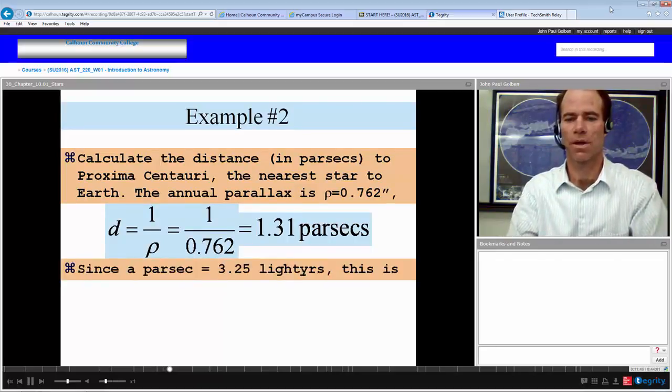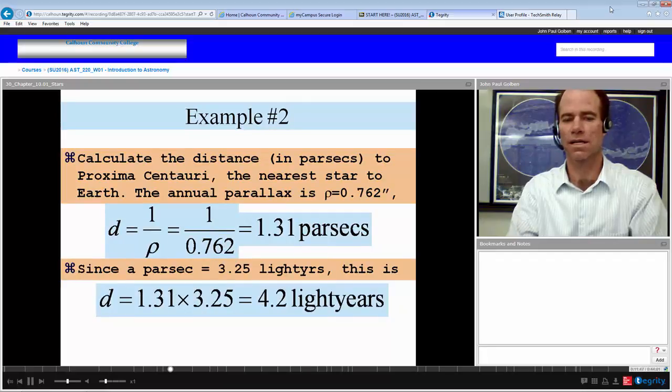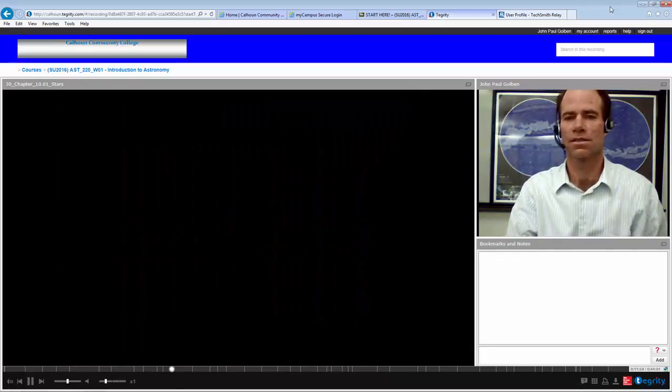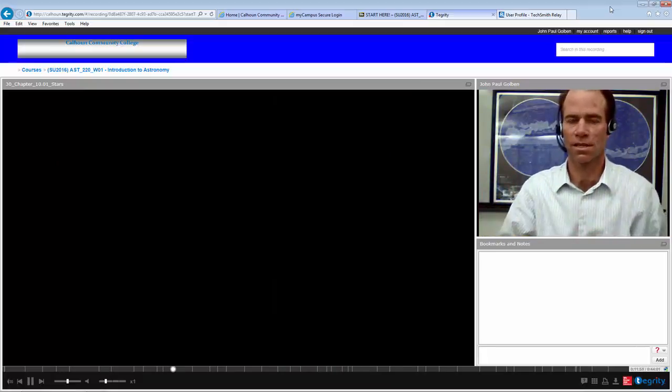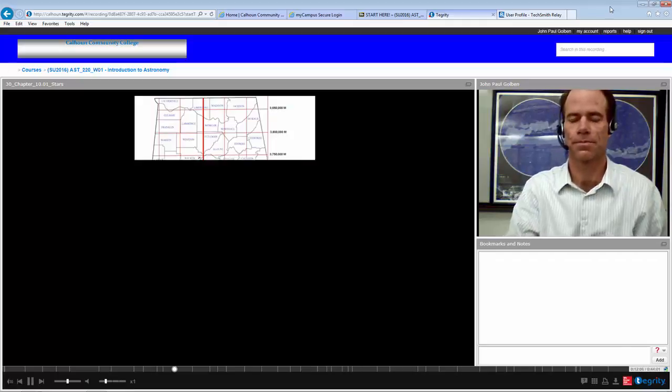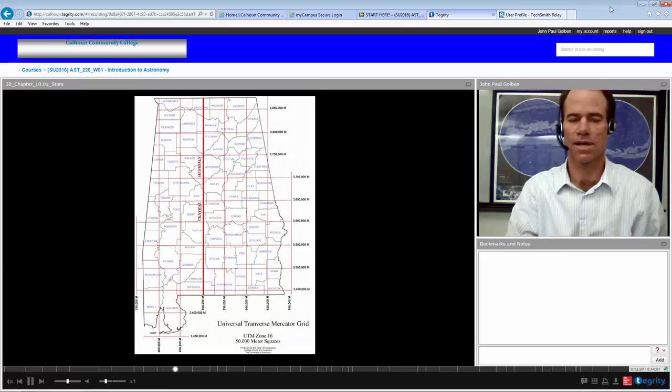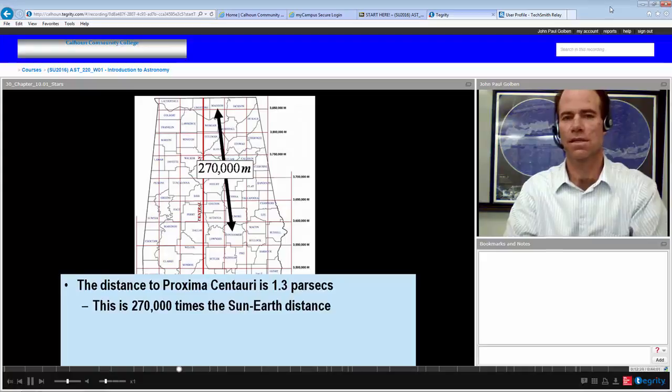And since they're about 3 1/4 light years to a parsec, this is 1.31 times 3.25, or about 4.2 light years away. That means to get to the nearest star after our sun, you would have to travel at the speed of light for 4.2 years to get there. Our sun, in contrast, is only 8 light minutes away. The nearest star is about 270,000 astronomical units, or 270,000 times the Earth-Sun distance.